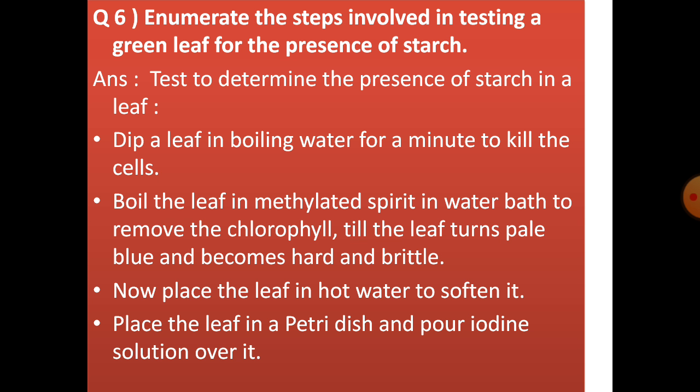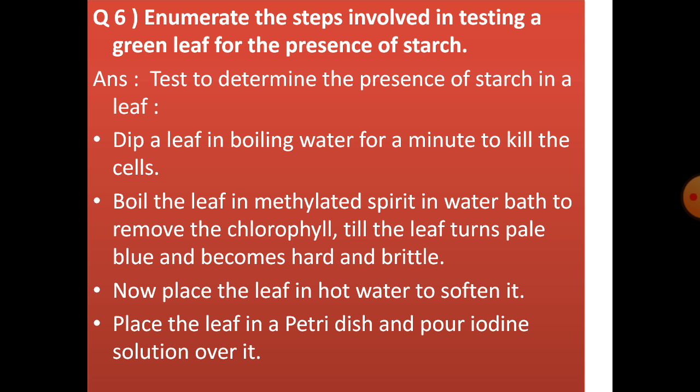Question number 6. Enumerate the steps involved in testing a green leaf for the presence of starch. Test to determine the presence of starch in a leaf. First point, dip a leaf in boiling water for a minute to kill the cells. Second point, boil the leaf in methylated spirit in a water bath to remove the chlorophyll till the leaf turns pale blue and becomes hard and brittle.